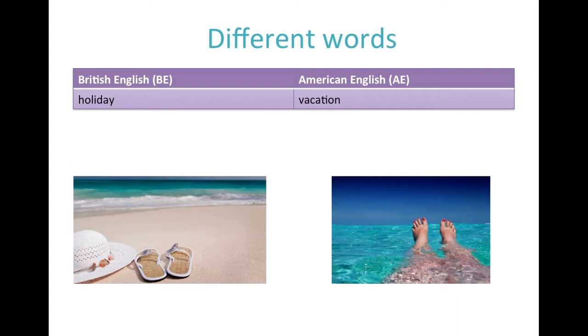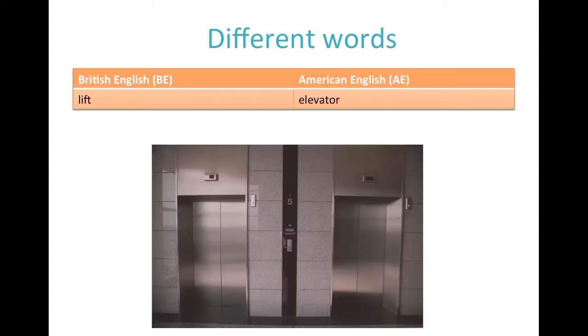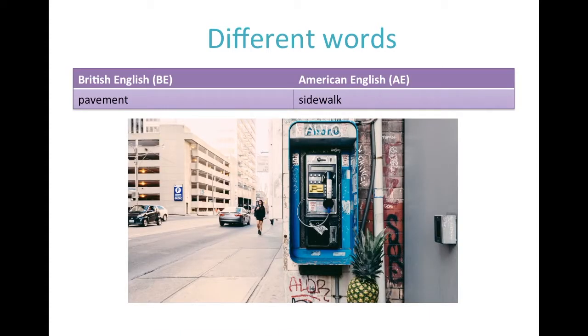In England they say they're going on a holiday, whereas in America you would say I'm going on vacation. This here is called a lift in British English and an elevator in American English. If you're walking like this lady next to the street, this is called a pavement in British English and a sidewalk in American English.